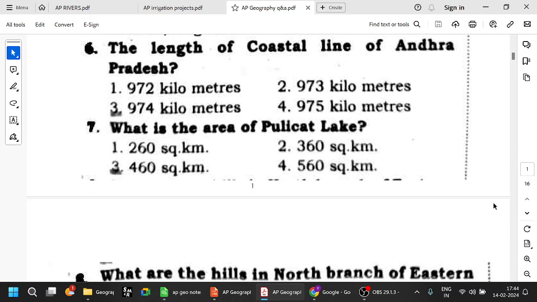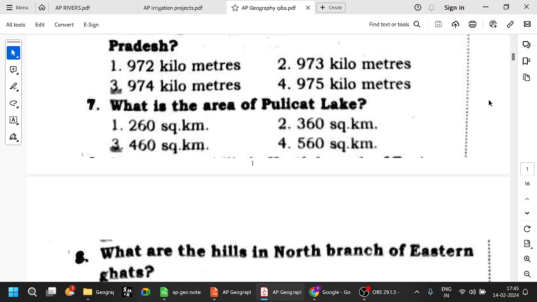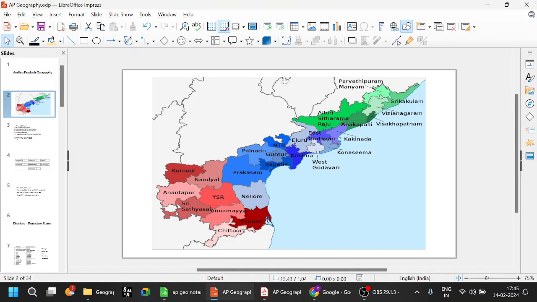So, what is the area of Pulicat Lake? Again, it may not be possible to remember all this. Pulicat Lake is in the southern border of Andhra Pradesh. If you look at the Andhra Pradesh map, Lake Chilika will be in the north, on the Andhra Odisha border, in Odisha itself, and Pulicat will be in the southern part. So somewhere here, almost at the border of Andhra Pradesh and Tamil Nadu, but within Andhra Pradesh itself, Lake Pulicat will be here. Previously it was called Nellore because all this was Nellore.